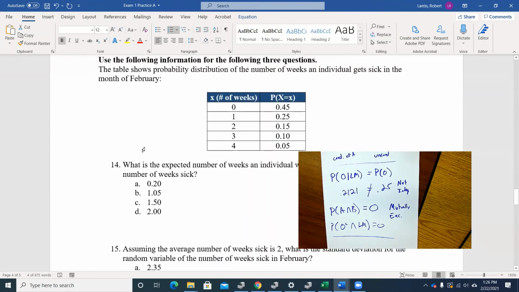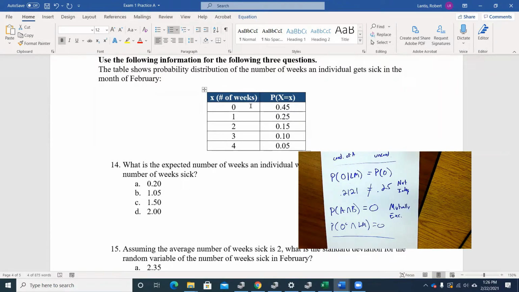Skip down a little bit and talk about something that's closer to what we've been working through lately. We look at this schedule. This is the number of weeks someone is sick in February, right? If I think about February, I can break it up into 4 weeks. It's 28 days long, so I've got 4 weeks.